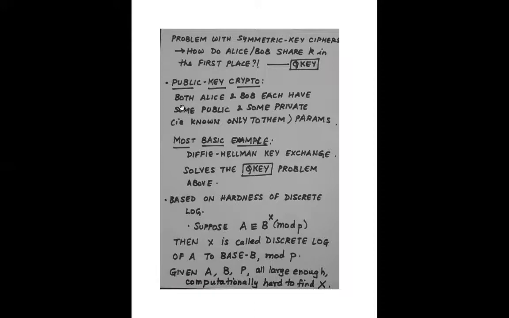So let me look at the first and the most basic form of public key cryptography. This is called Diffie-Hellman Key Exchange. It was actually invented by Whitfield Diffie and Martin Hellman in 1976, and they won the Turing Award a few years ago for that invention. By the way, they are also the founders of the field of public key cryptography.